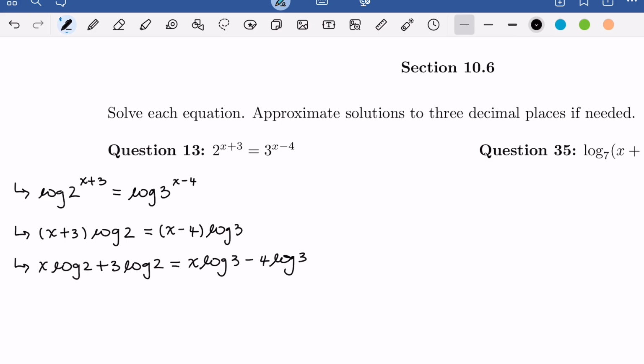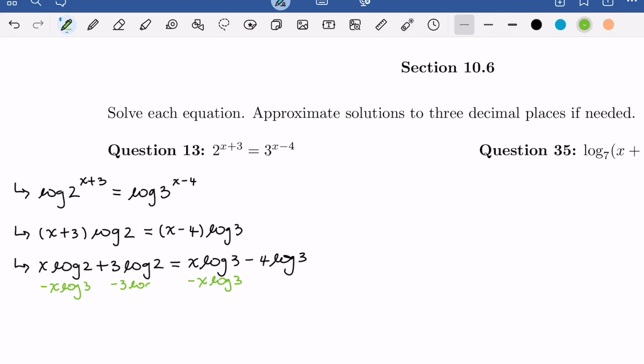Now let's try to get all of our x terms on one side of the equation and all of the other terms on the other side. So what we'll do here is let's subtract x times log of 3 on both sides. And in the same step, I'm going to move this guy over to this side here since we're going to have our x terms on one side.